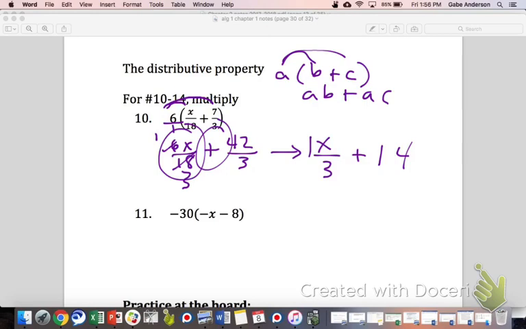Okay, so let's try number 11. It's another distributive property. I hope you can see this as A parentheses B plus C. Just stay at your seats for just a second. We'll do some more practicing at the board after that. So -3 parentheses, negative x plus 8, with your pen or pencil on your paper. Give it a shot. Ready, go, if you haven't already.